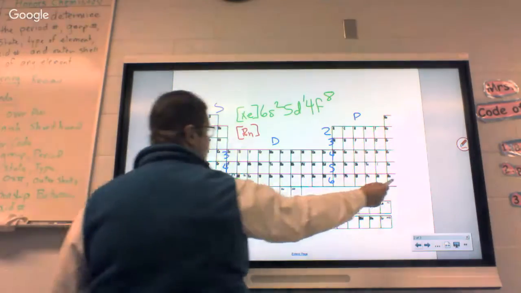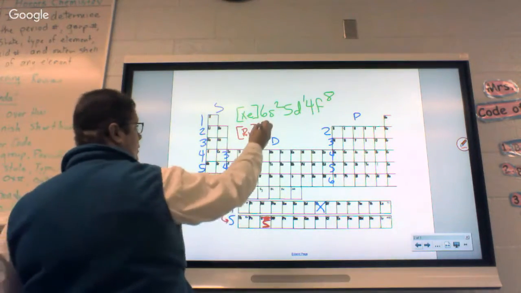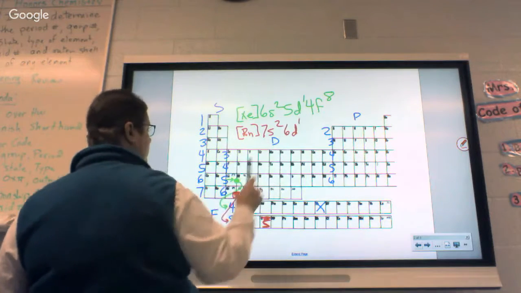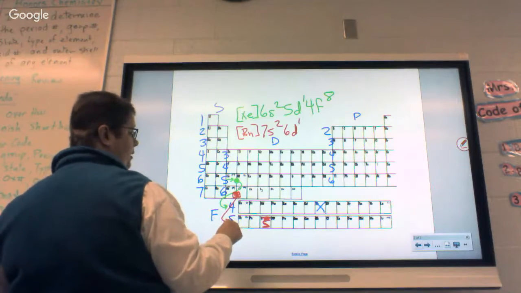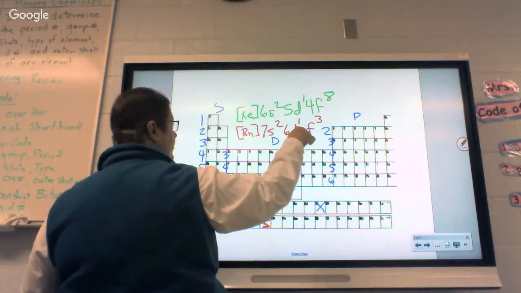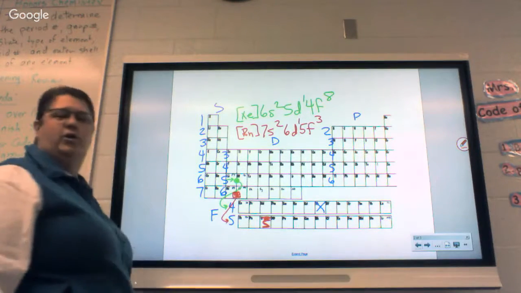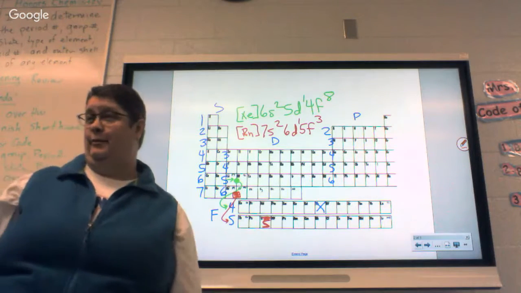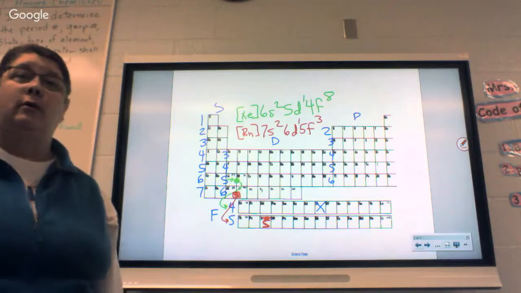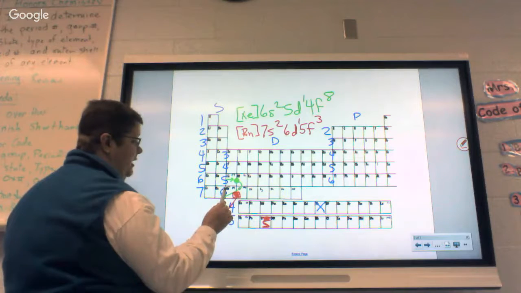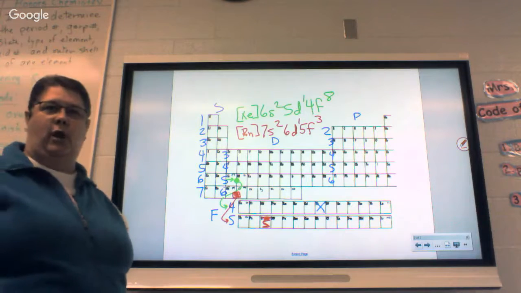So what comes after radon? 7s2. Then D1, and then we're down here. D had 10, they counted all the way across. The 6 is right here. So 7F2, 6D1, because that 6 is right in front of D block.